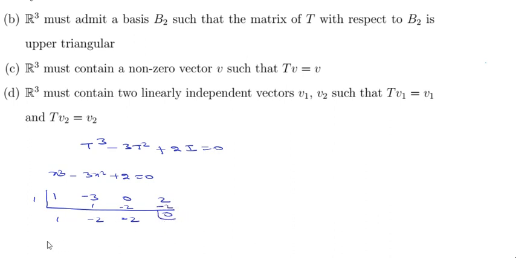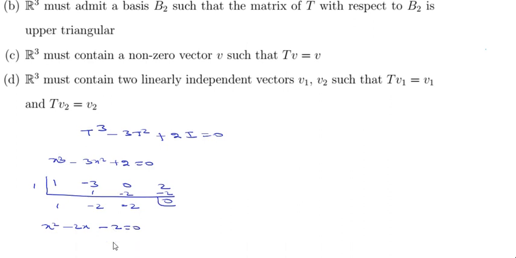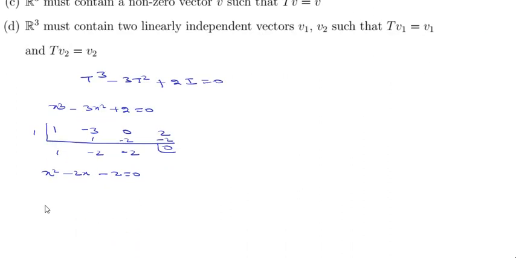Therefore, the resulting equation is x square minus 2x minus 2 equal to 0. When we solve, we get x equal to 2 plus or minus root of b square minus 4ac, so minus 4 into minus 2, so we get plus 8, divided by 2a, which is 2. So finally we get 1 plus or minus root 3.